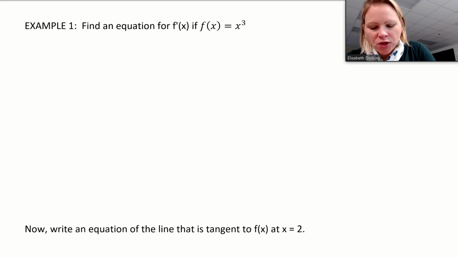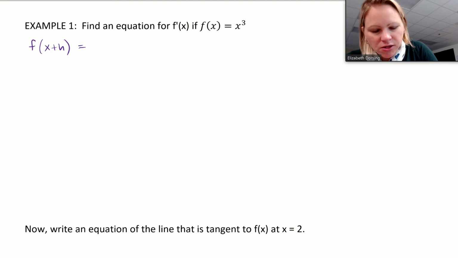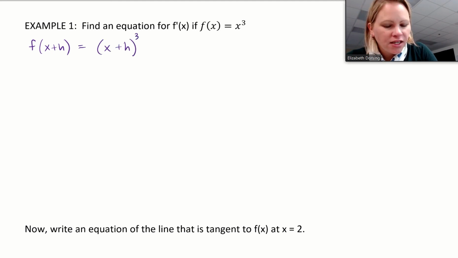So first of all, we need to find f of x plus h. We have f of x. It's in the problem. So f of x plus h is simply what I get when I plug in x plus h for x. So I do that composition. I plug it into my f of x equation. Now, here's the fun part. I have to multiply this guy out. So I'm going to have to write this out.